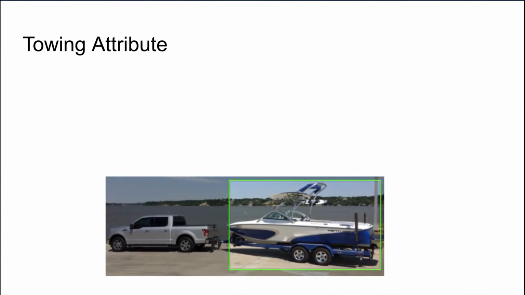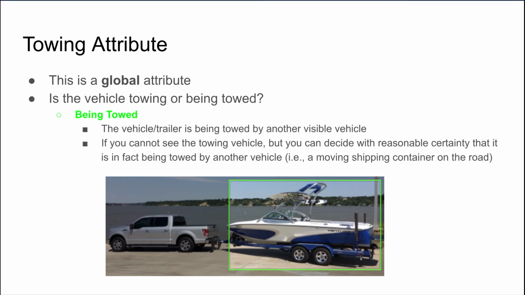So the towing attribute. The towing attribute asks, is the vehicle towing or being towed? Being towed means that the vehicle or trailer is being towed by another visible vehicle. If you cannot see the towing vehicle, you can decide with reasonable certainty that it is in fact being towed by another vehicle, like a shipping container, or any other object that's obviously being towed.